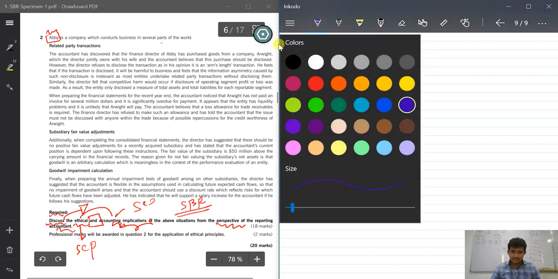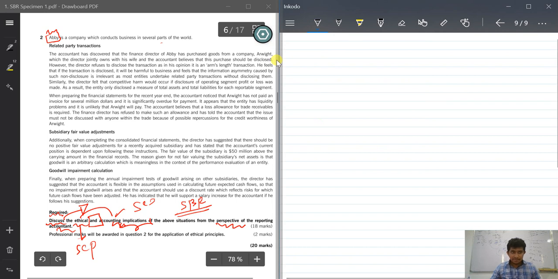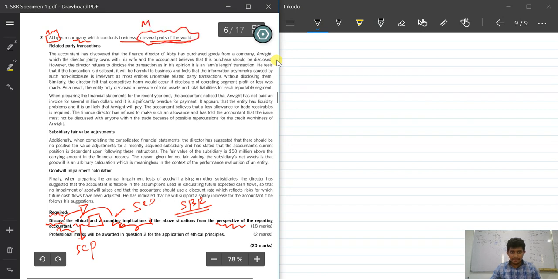Okay, students, now let's start working on this. Abby is a company which conducts business in several parts of the world. Several parts of the world means it's an MNC, multinational company. A related party transaction means IAS 24. But students, in the old P2 exam, you can directly recall the issue and start writing IAS 24. But in this, you should be very careful. They may give you one standard, but the requirement will be for another standard. So be careful with that.